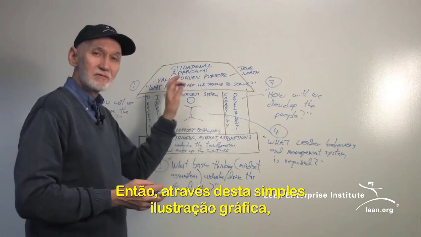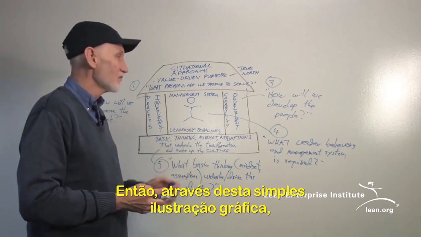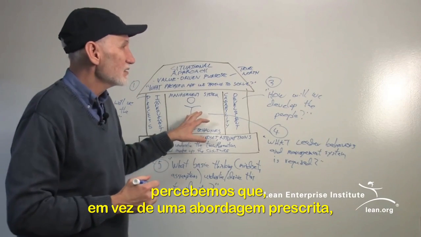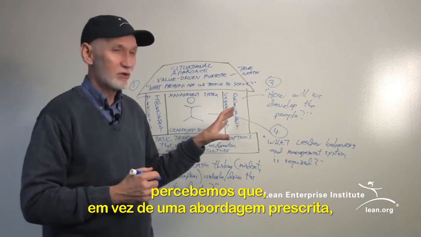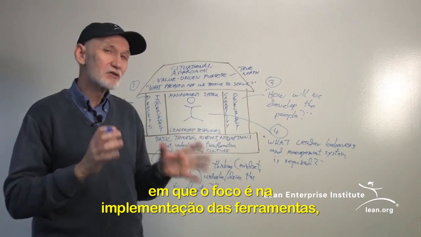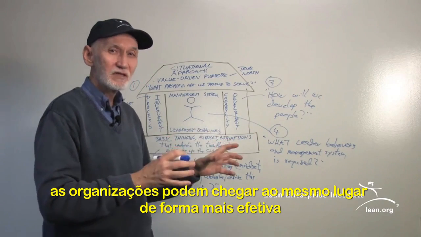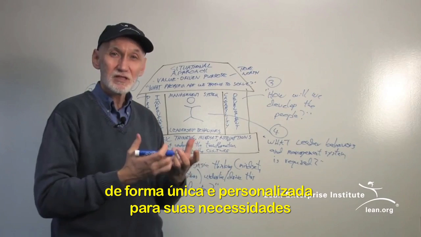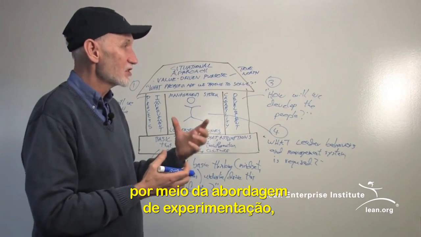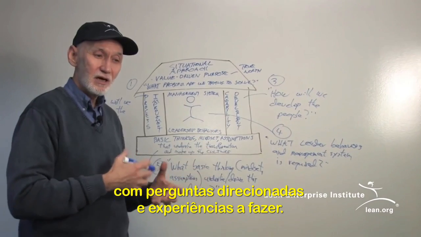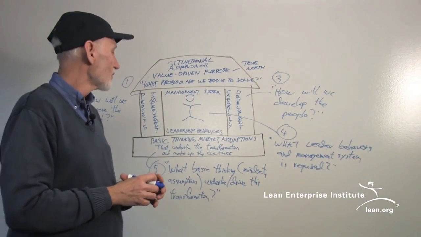So through this simple graphic illustration, these 5 questions, what we're finding is that rather than a prescriptive approach that focuses on tools to implement, organizations get to the same place much more effectively in a way that is fine-tuned and customized for their needs through an experimental approach with questions to address and experiments to try.